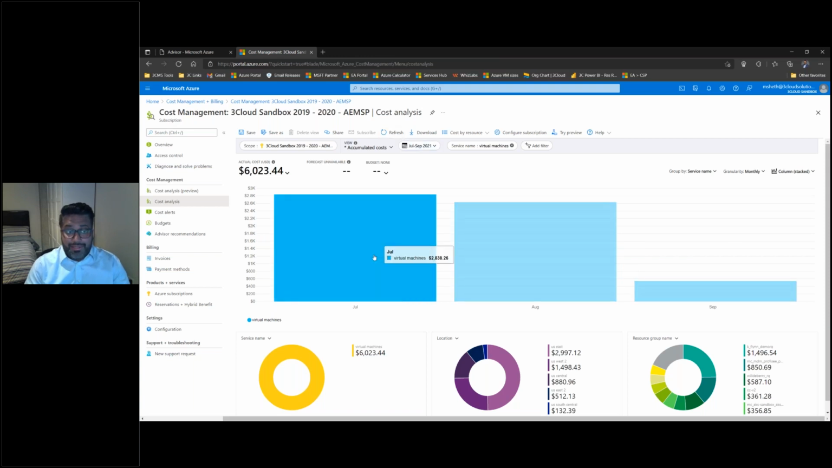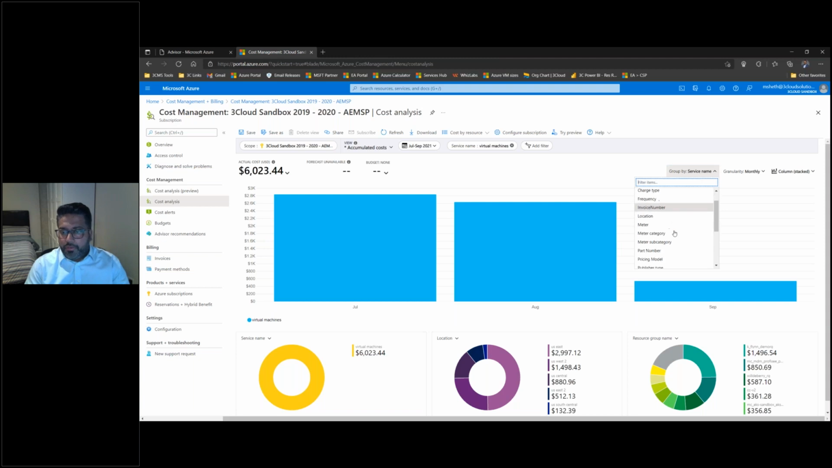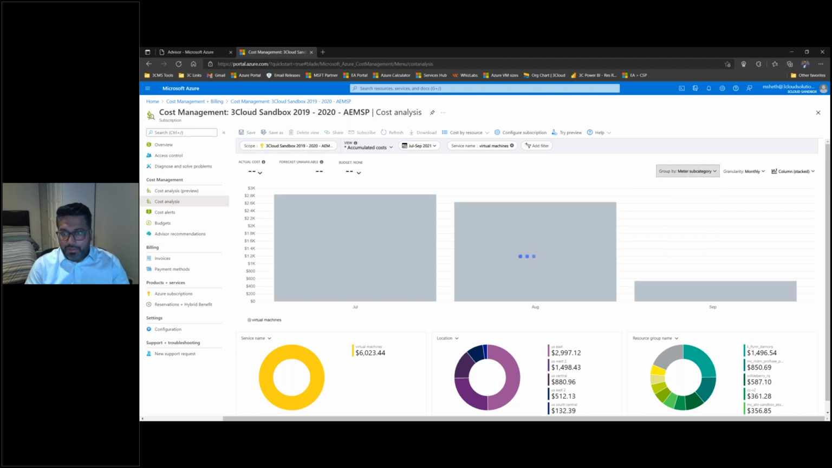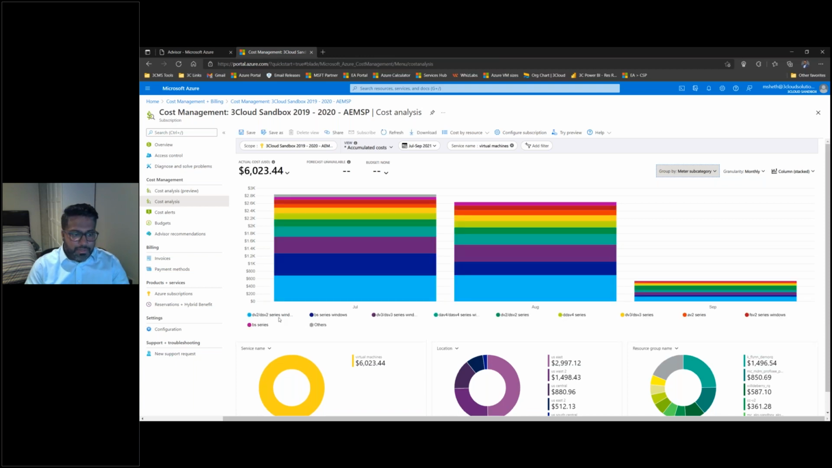Now let me try to get a sense of what VMs these were. There are a couple of different things I can do here. You do have resource groups, but the other thing you have here are types of VMs. Coming back to that meter subcategory, for example, this will give you a breakdown of sizes. So you get a sense of which VMs were shut down. Clearly, the D series took a significant dip.